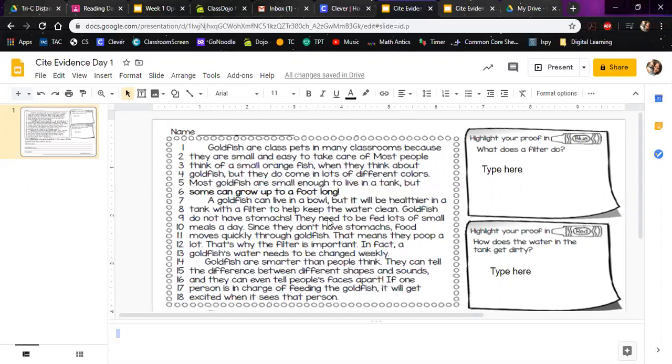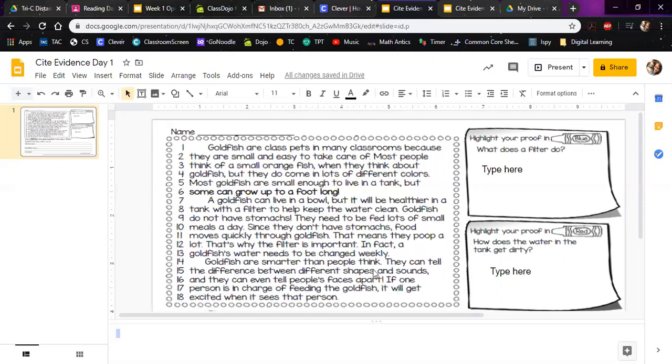Goldfish do not have stomachs. They need to be fed lots of small meals a day. Since they don't have stomachs, food moves quickly through goldfish. That means they poop a lot. That's why the filter is important. In fact, a goldfish's water needs to be changed weekly.